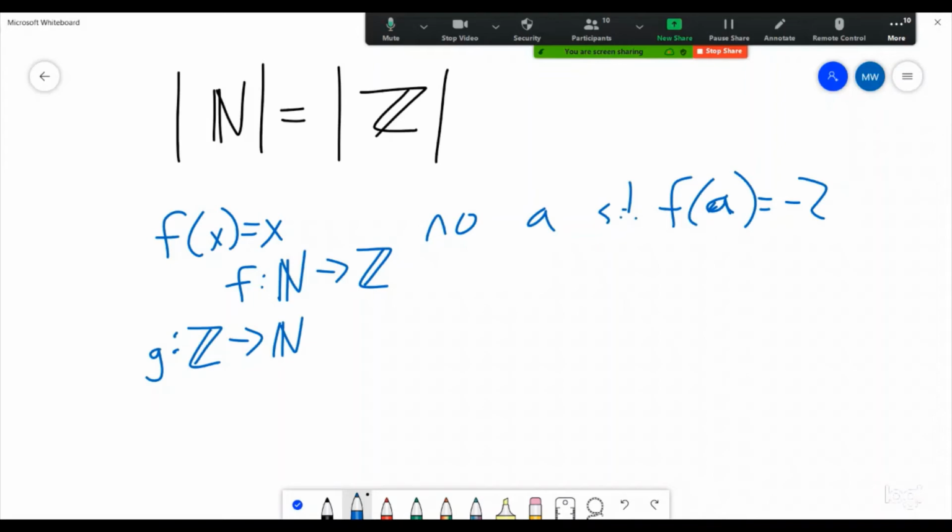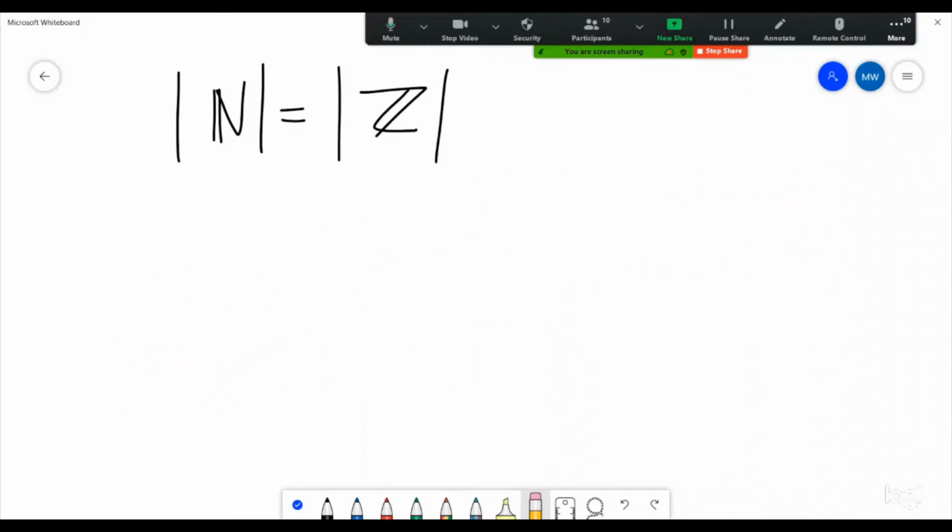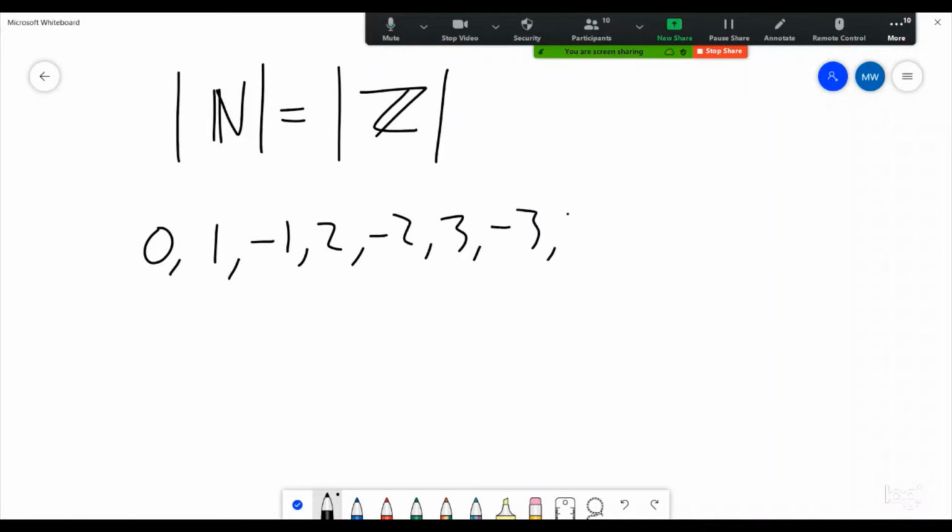So the way that I would do this one, and I would do this one with a bijection, is I would start by listing the integers. If we can list all integers, so we have 0, 1, -1, 2, -2, 3, -3, 4, -4, and so on, and we're able to list everything, that is basically our bijection. So we have, this is f of 0, this is f of 1.